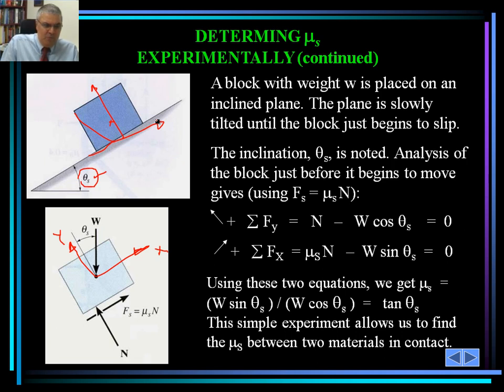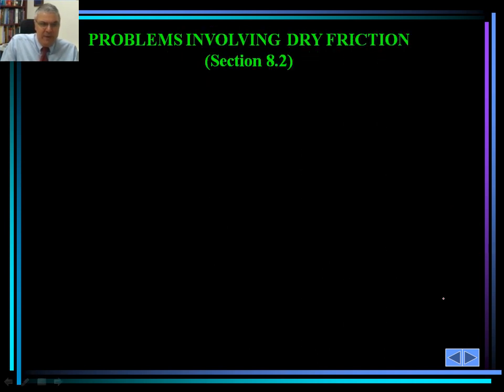Now we are going to use these two equations. We simply divide them by one another. Since they're both zero, we can equate the two. We're going to calculate the tangent of theta sub s as such. So this type of simple experiment is going to allow us to actually find the mu sub s between two materials in contact.